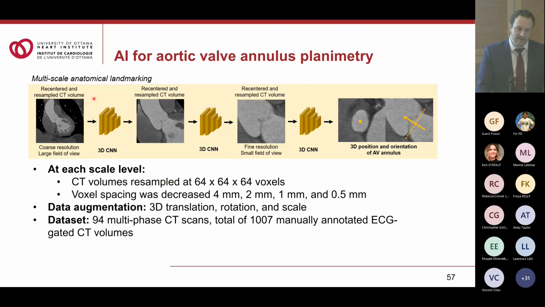We take a second guess now with a finer scale around the valve, and then we complete this once we get close to the native resolution of the CT scan. And at the last step of the algorithm, we then get both the location and the orientation of the aortic valve annulus.